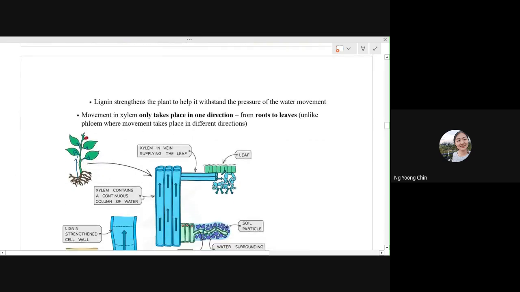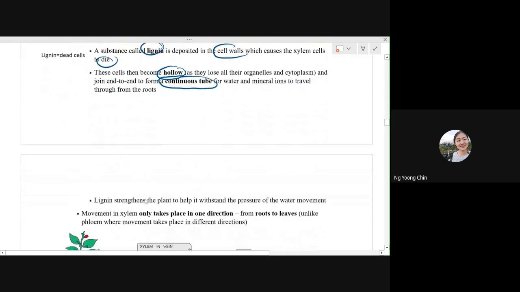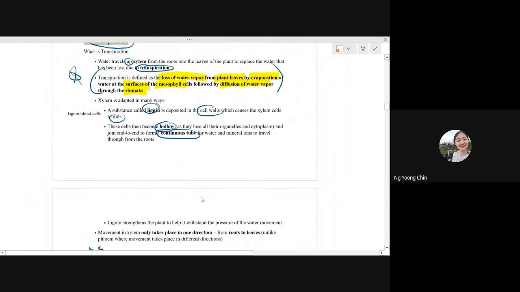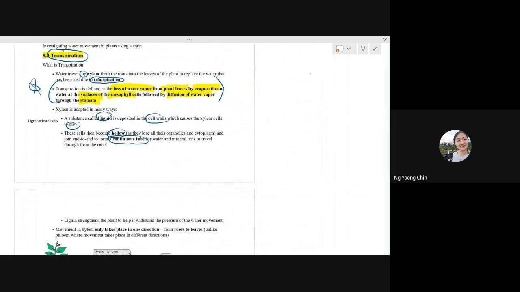So if I want to draw a xylem structure, I can draw it this way. You can have a look at how I draw a xylem vessel. This is the xylem vessel. I draw a long hollow tube. Then it has a very thick wall. Very thick wall.